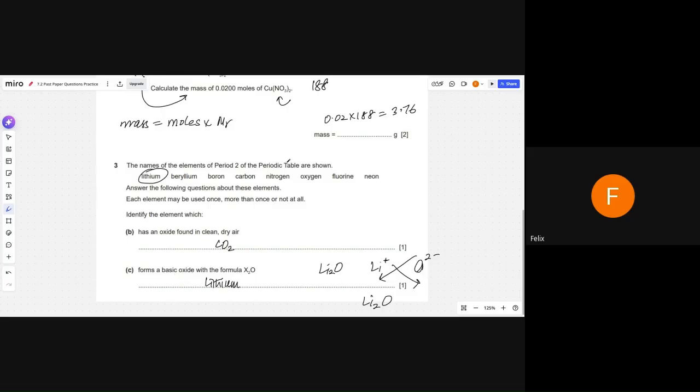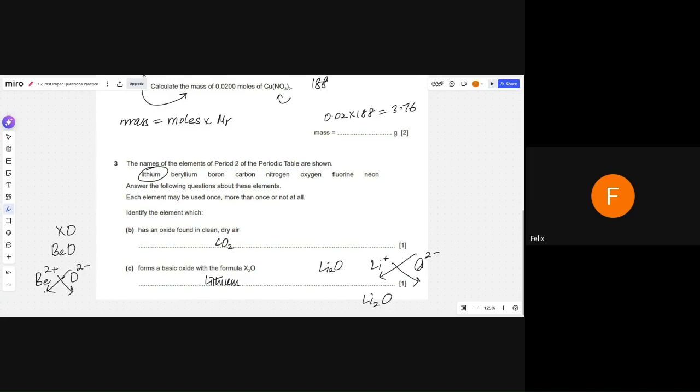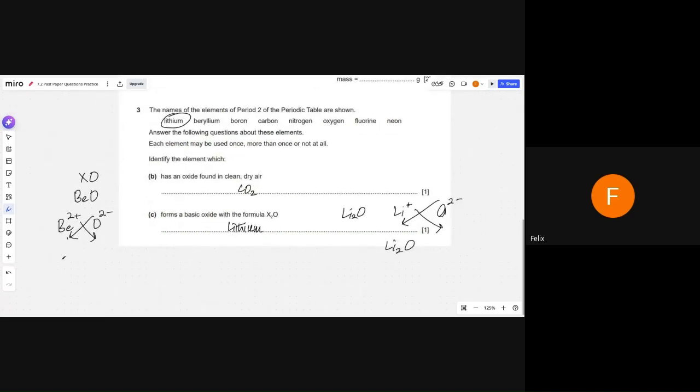Another basic oxide will be beryllium oxide, but the formula of beryllium oxide will be XO, BeO, because Be has a +2 charge and O has 2 negative. When the charges are the same and opposite, they can join in a 1-to-1 ratio. So beryllium oxide is also basic, but the formula is not X2O, which is required here. So lithium is our answer, not beryllium.